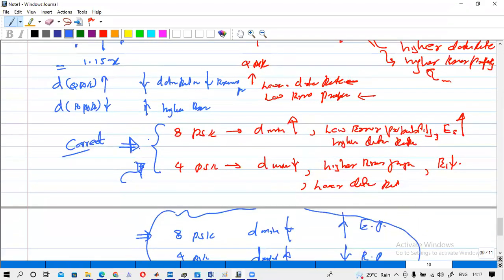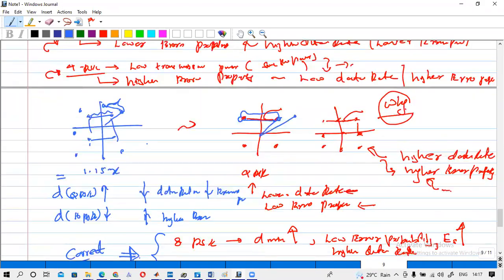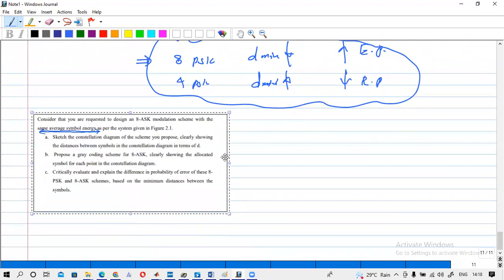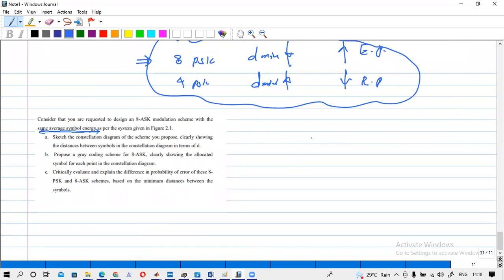Now we are required to design the 8ASK modulation scheme. 8ASK means we will have 8 symbols, and all symbols will have the same frequency, same phase, but different amplitude.